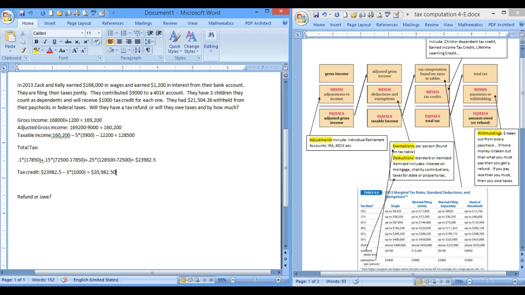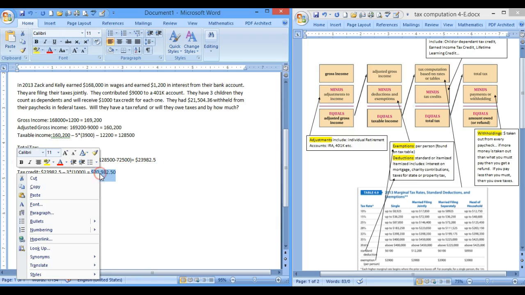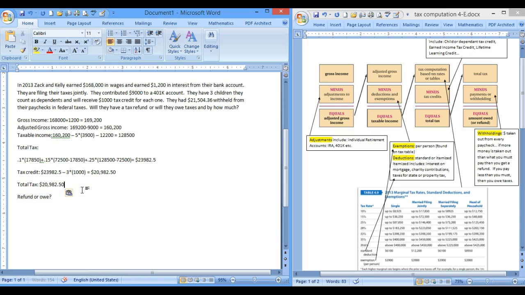And that is excellent. That's how much their total tax is. So the tax credit subtracting off gives me the total tax, which is copy, paste, Control V. There, we have our total taxes. So that's right here, total taxes.